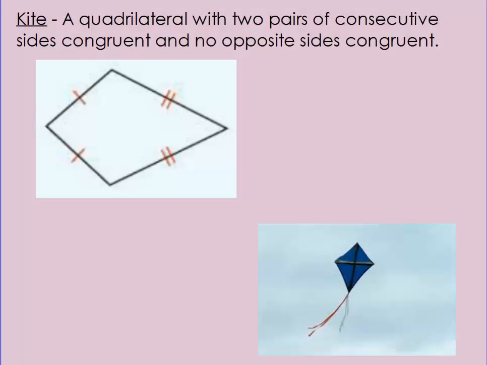All right. Another vocab word, we have a kite. What is a kite? It's a quadrilateral with two pairs of consecutive sides congruent and no opposite sides congruent. So like these two consecutive sides are congruent, and these two, and they aren't all congruent with each other. Why is it called a kite? Well, it kind of looks like a kite. So that traditional look of a kite.